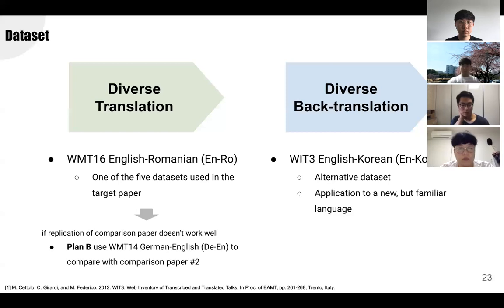Now we talk about the dataset. We plan to use the WMT16 English-Romanian dataset for translation. We're only planning to use one of the 5 datasets from the target paper, as we wish to run as many iterations as possible within the amount of time remaining in this semester. As replicating papers may not work out well within time, our plan B is to use the dataset used in the comparison paper to do the direct comparison.